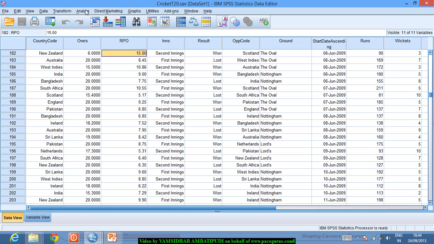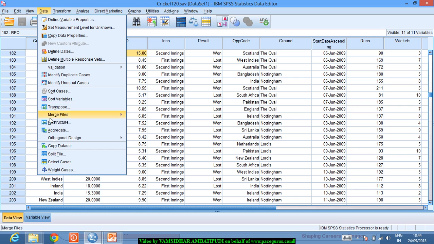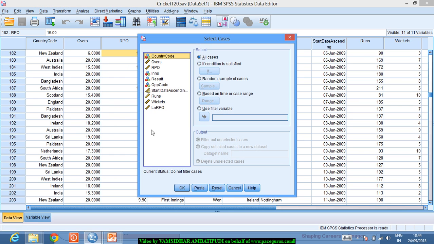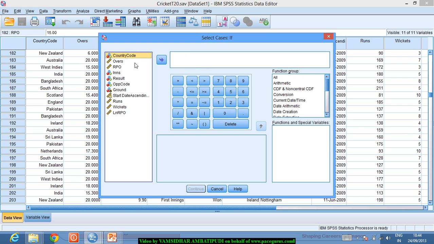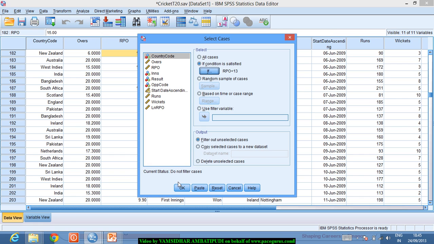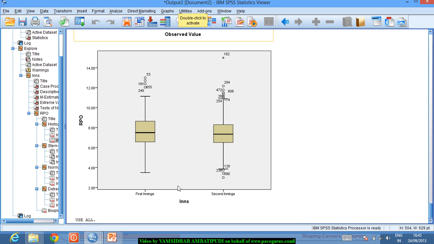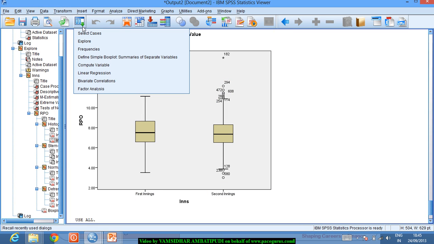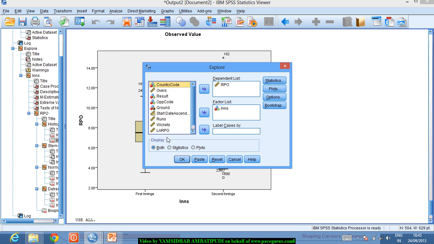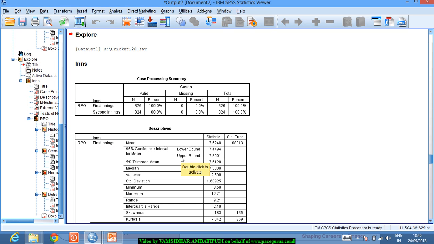I can go into Data, Select Cases. In that Select Cases, I'll use a simple condition: if the runs per over is less than 13 or something, use only those records where runs per over is less than 13. And with that exercise, if I rerun this entire Explore, probably the whole problem would be rectified and both of them would go more or less normal for me.